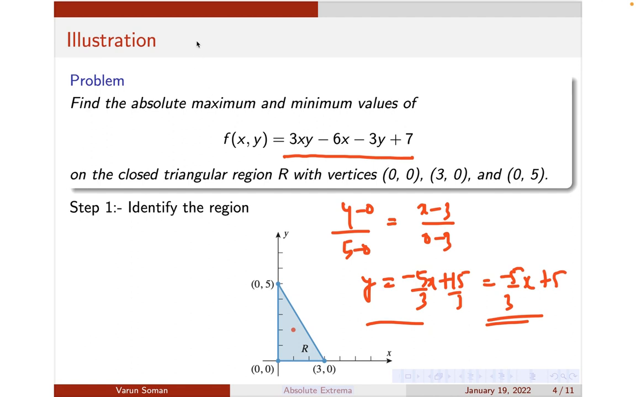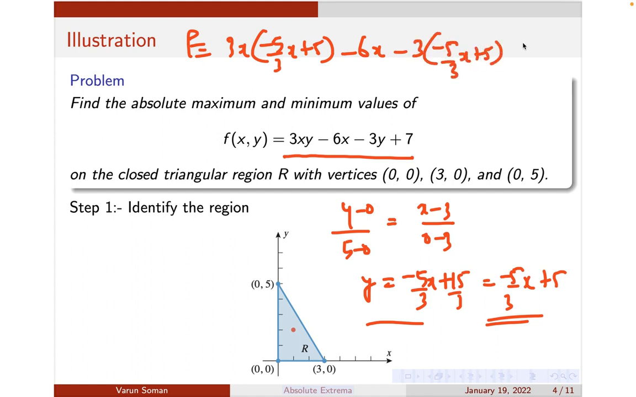So what will your f become now? It will become 3 into x into minus 5 by 3x plus 5, minus 6 into x minus 3 into minus 5 by 3x plus 5, plus 7. You just substitute it. Now you will be getting just a function of x here. Suppose we simplify, you will be getting a function of x only.